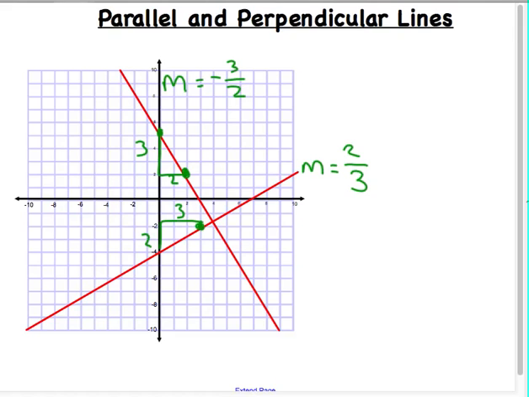So we want to look at how these slopes are related. And the way it works is we take the negative reciprocal. So we get 2 over 3. This one is -3 over 2. So we take the reciprocal and make it negative. If it is negative, we make it positive. And that's the relationship between perpendicular lines.